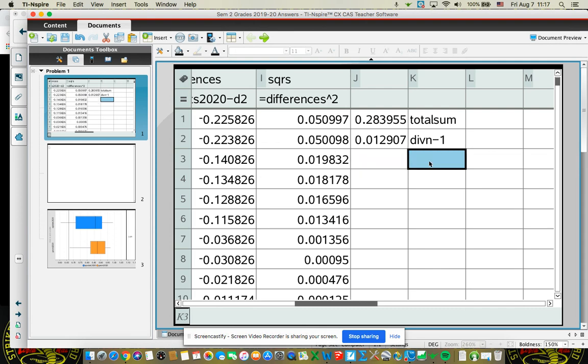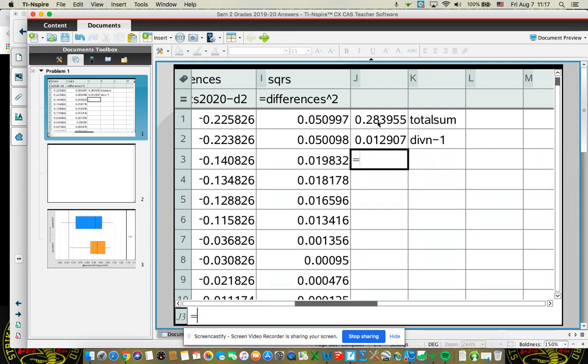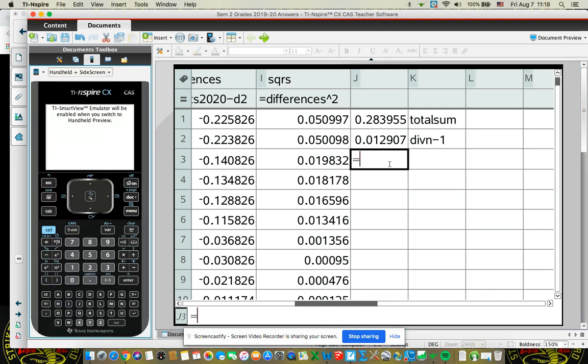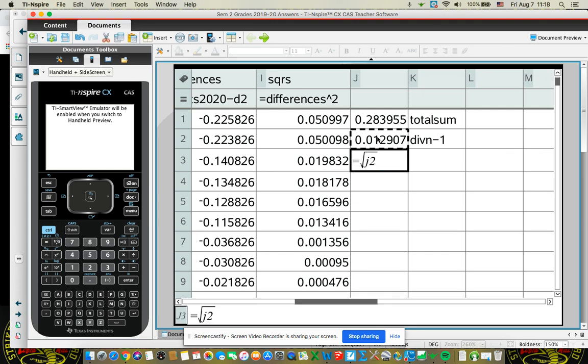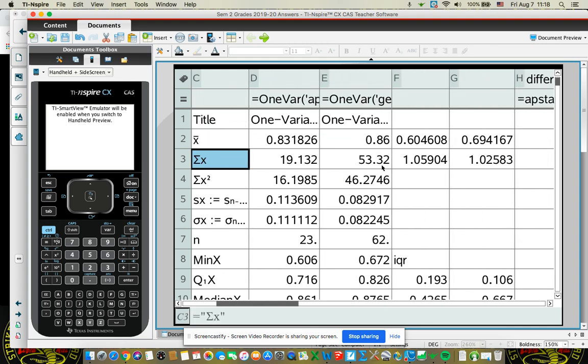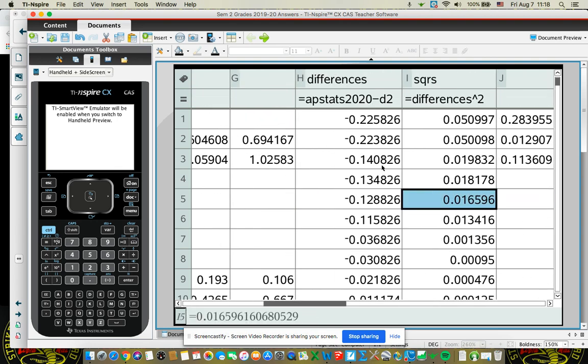Okay, so we've got our sum of differences. We divided by n minus 1. Now we just have to take the square root of that. You can use the calculator button over here to get your square root if you want. I often will just type in SQRT, and the calculator recognizes that as the square root. So the square root of that number, and hit enter, and there you go, 0.113. Oh, does that look familiar? 0.1136. Look at that, 0.1136. So this number that the calculator calculates for you is what we just did. That's how it does it.